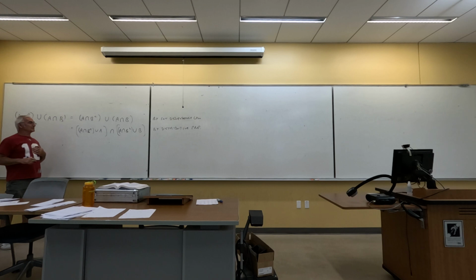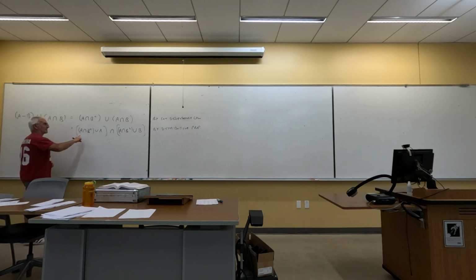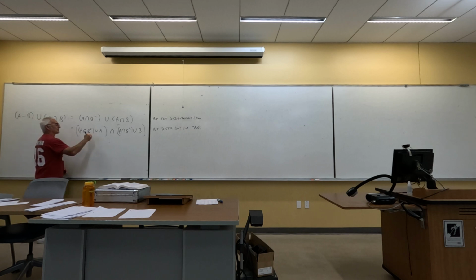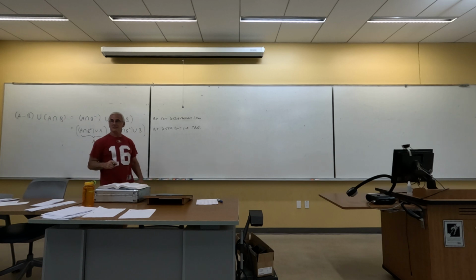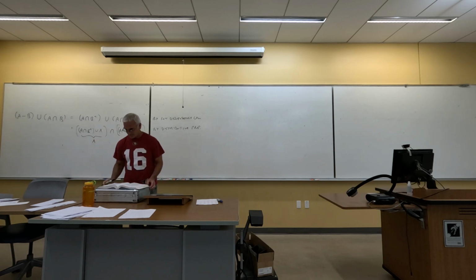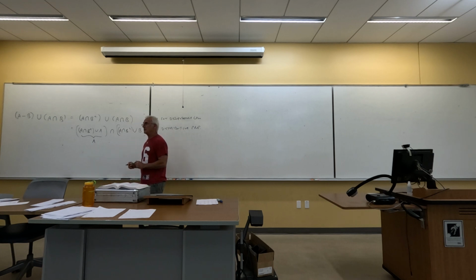A intersect B complement, and then union A, is going to give me what? A intersect B complement union A is just A, isn't it? Why is it just A? What did we call that one before? Absorption. That's called the absorption law.